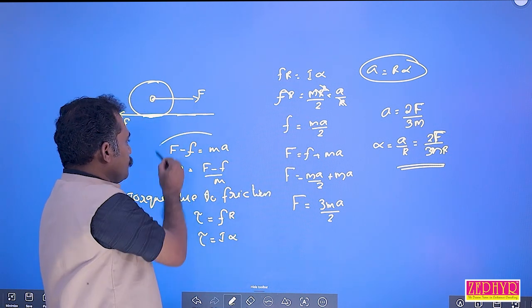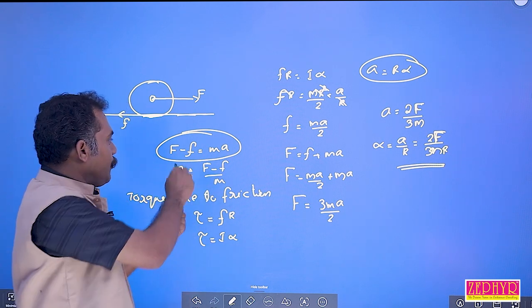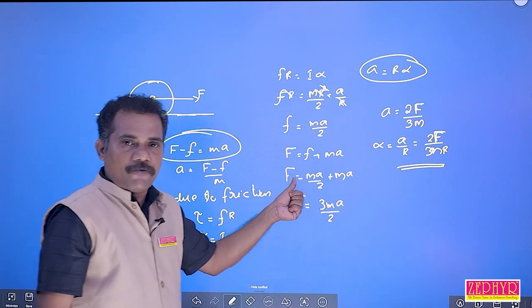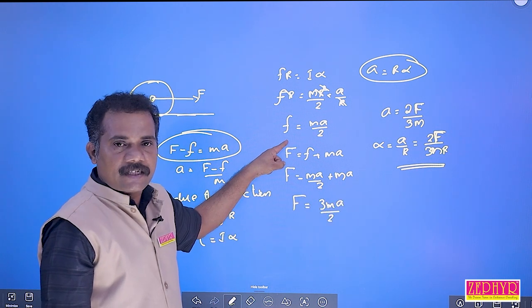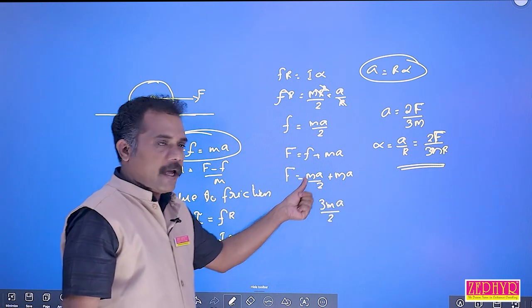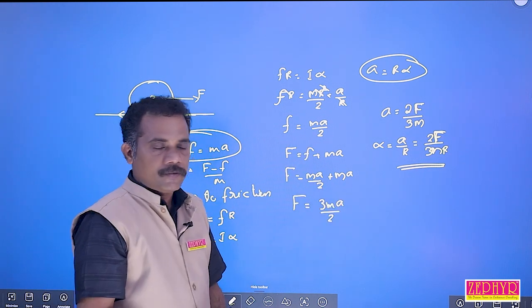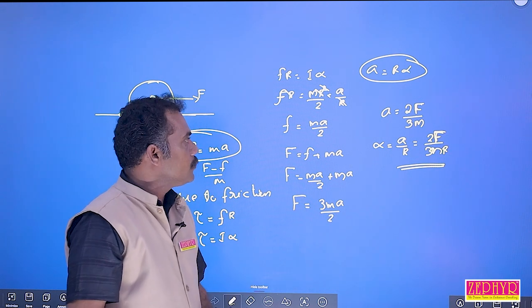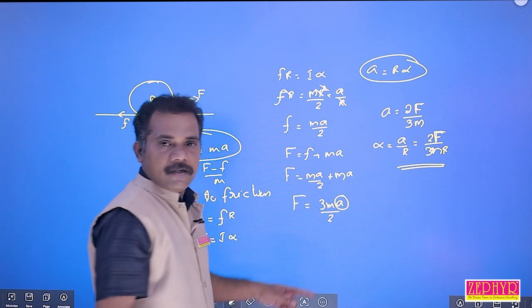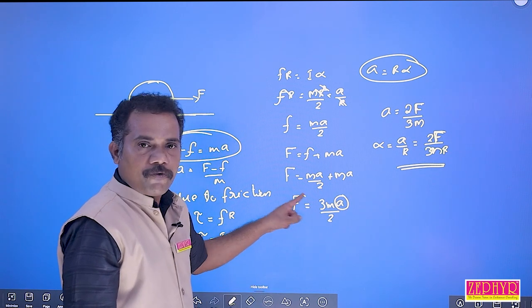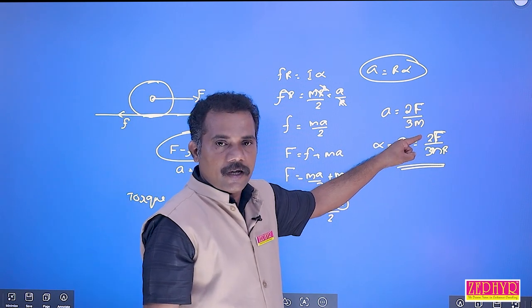From this equation, taking friction to the right side, the applied force F equals small f plus ma. We got friction as ma by 2, so it becomes ma by 2 plus ma, which is 3ma by 2. From this, the acceleration is 2F by 3m.